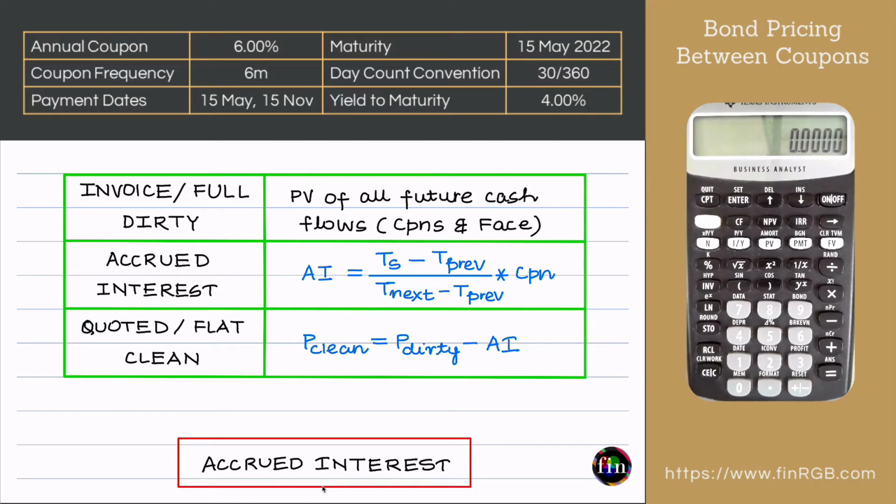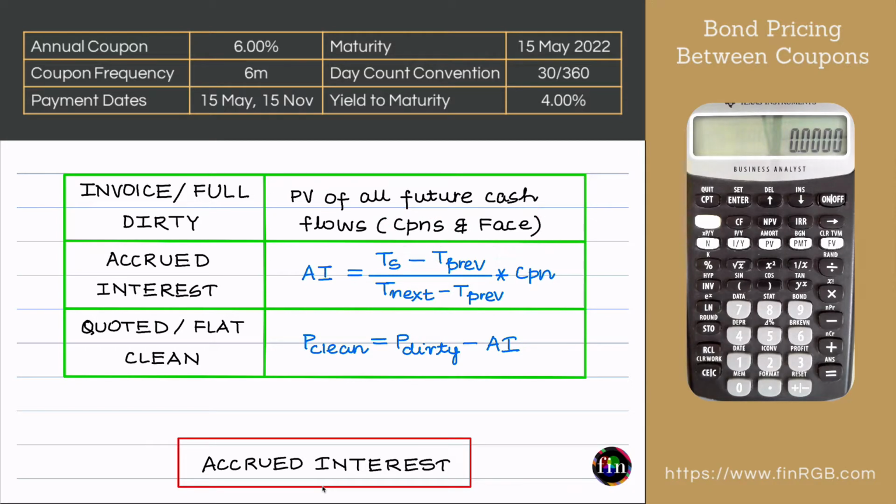In this video, through a solved example, let's try and understand how to price a bond in between two coupon dates. Now, when it comes to bonds, please note that the price that you actually pay when you buy a bond may not be equal to the quoted price. The price that you pay is called the invoice price, also called the full price, or the dirty price. This is the price which is arrived at as the present value of all future cash flows of this bond.